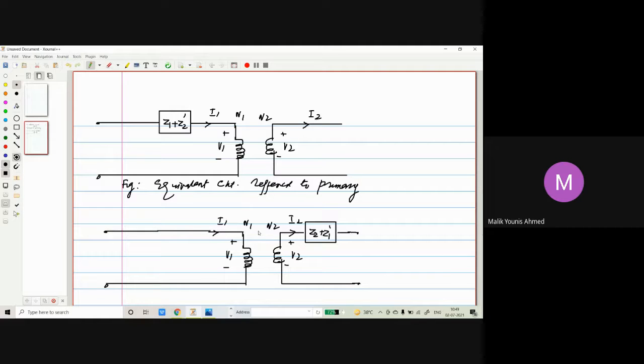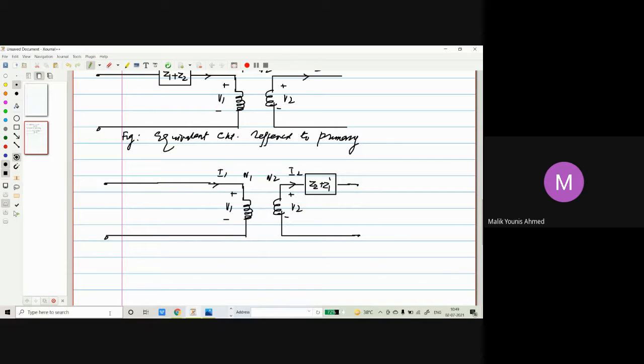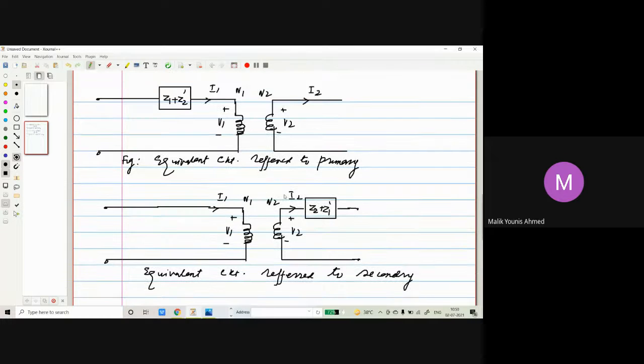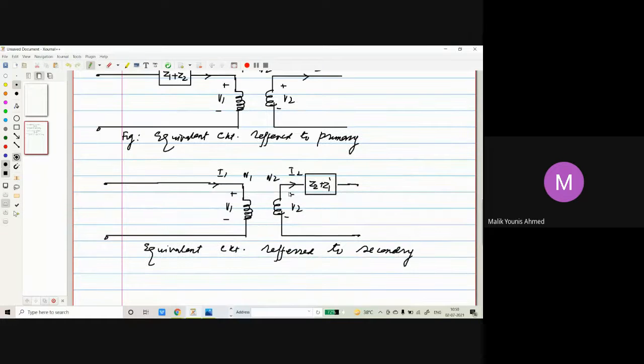So this is the equivalent circuit referred to secondary. This is the equivalent circuit referred to secondary. So this is what we will do in the absolute system. In the absolute system, we have referred this to primary, secondary, and we can draw even both sides. We can draw these impedances.